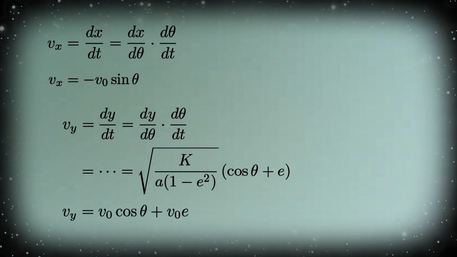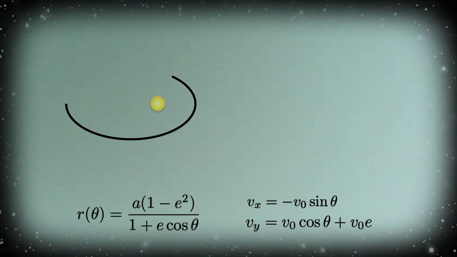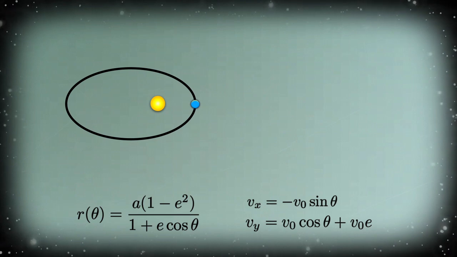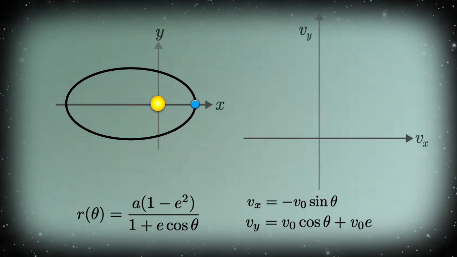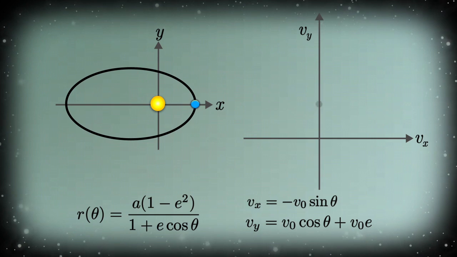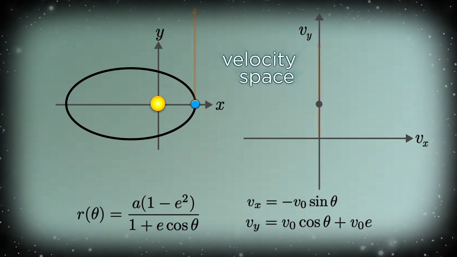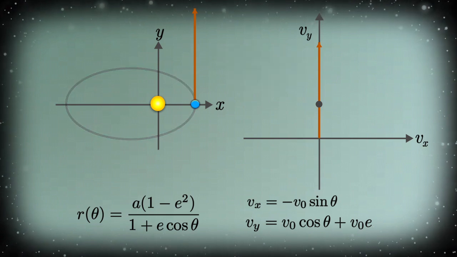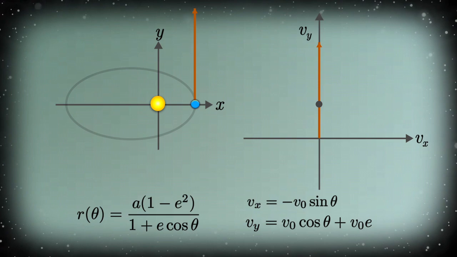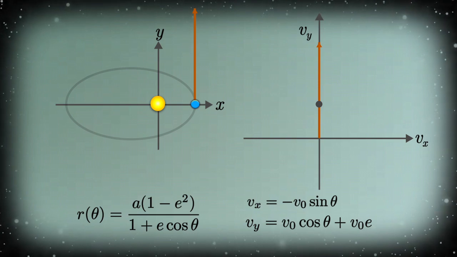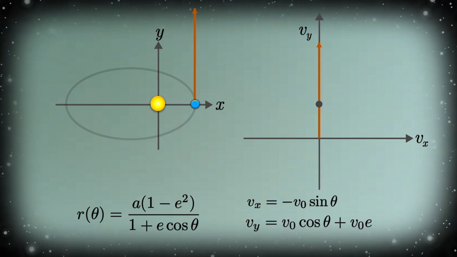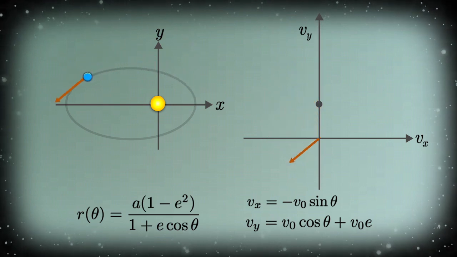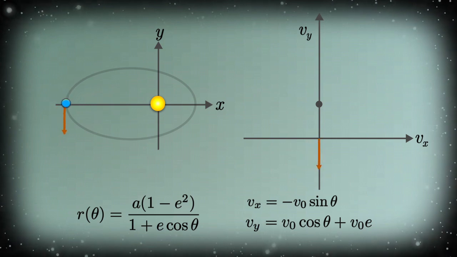What does all this mean? Let's find out by tracking the planet's velocity vector over a full orbit. We'll plot Vx on the horizontal axis and Vy on the vertical axis. That kind of chart is called velocity space. Each point in the chart specifies a velocity rather than a position. As theta increases, the equations tell us that Vx starts at 0 and Vy starts at v0 plus e. Then as theta increases, Vx goes negative and Vy shrinks.